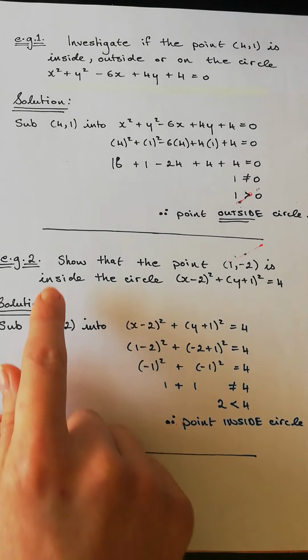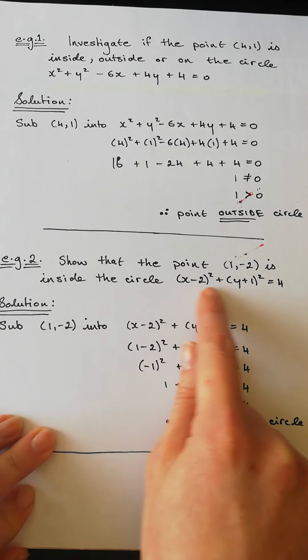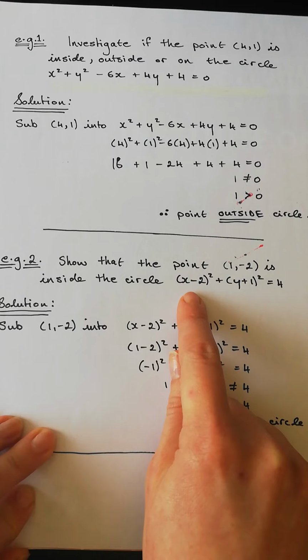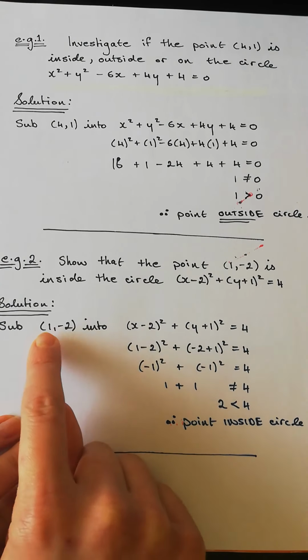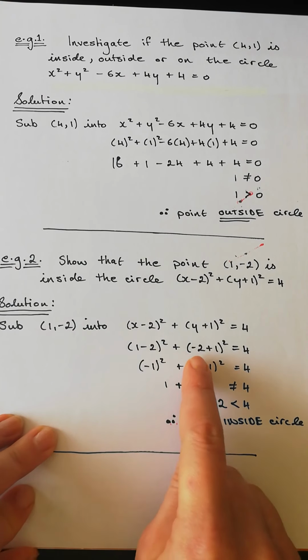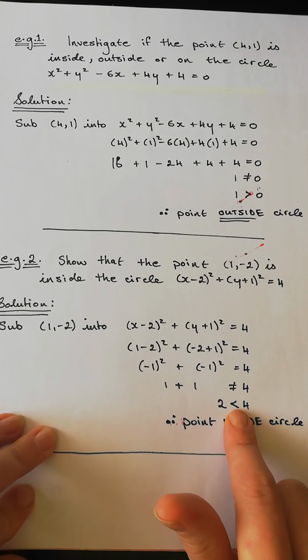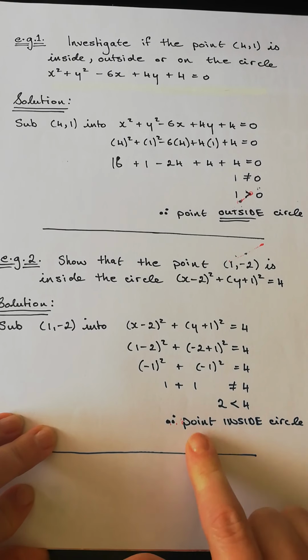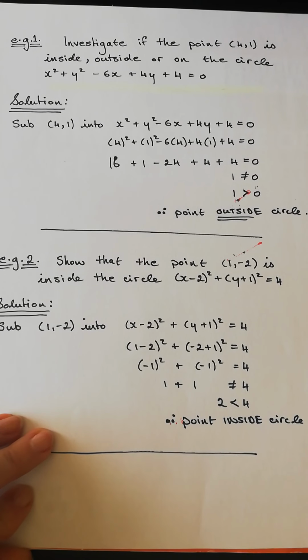This question down here asks me to show that the point (1, -2) is inside the circle with equation x minus 2 all squared plus y plus 1 all squared equals 4. Again, you just sub it in. Sub 1 in for x, sub -2 in for y. You end up getting left hand side less than right hand side. Therefore, the point is inside the circle. And that is that.